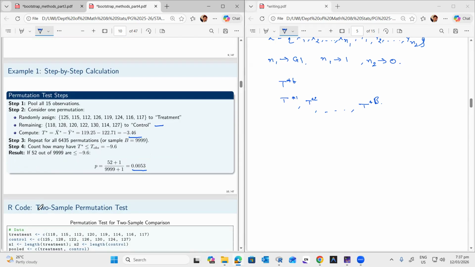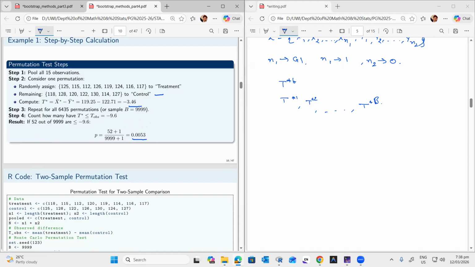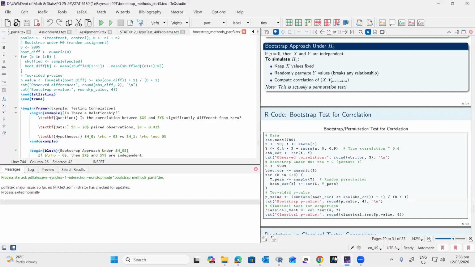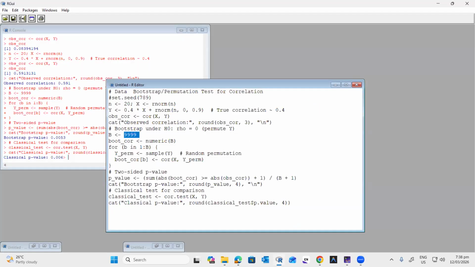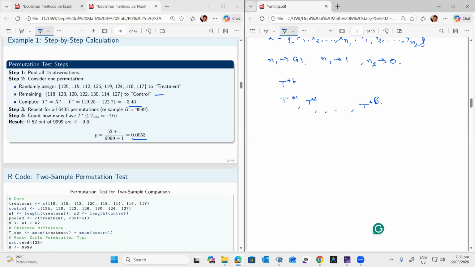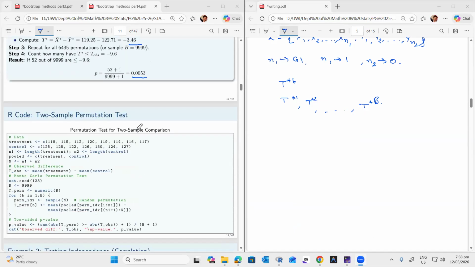All right, so what will be the decision? The p-value is less than 0.05. So should we reject the null hypothesis or accept the null hypothesis? Please tell me. Correct, we should reject the null hypothesis.